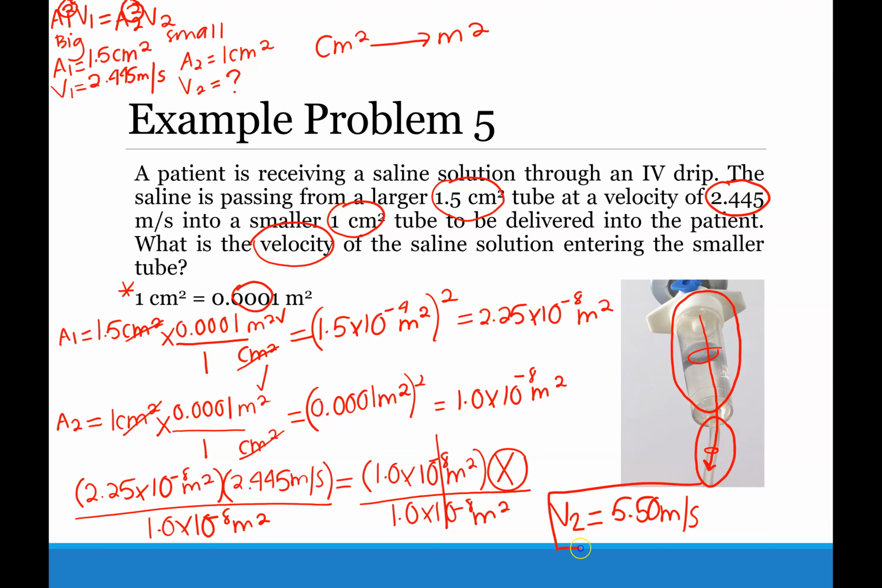second. Let me know if you have any questions about example problem 5.